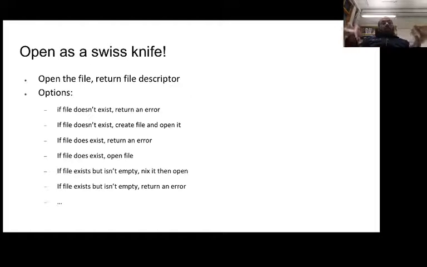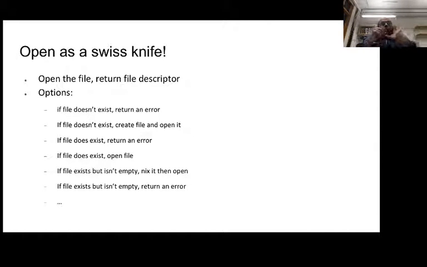So as I said, open now acts as your Swiss Army knife. You open a file. If the file does not exist, you can return an error. If the file does not exist, you can create the file and open it. If the file does exist, you can return an error. If the file does exist, you can open the file. Okay, what am I talking about now? If the file does not exist, you can return an error.